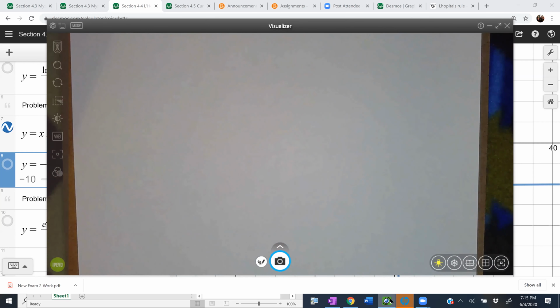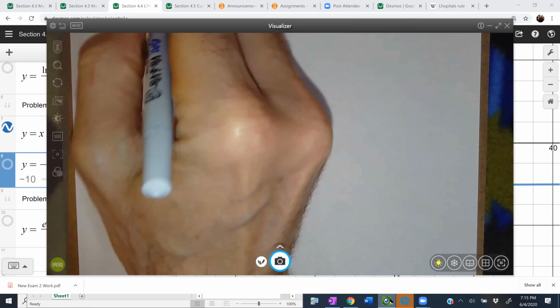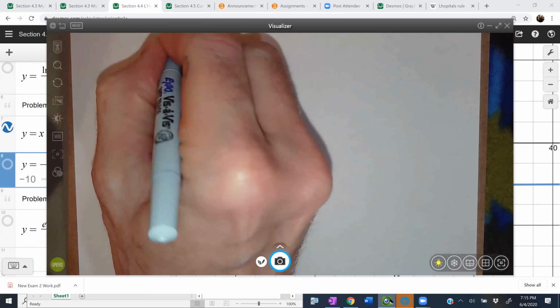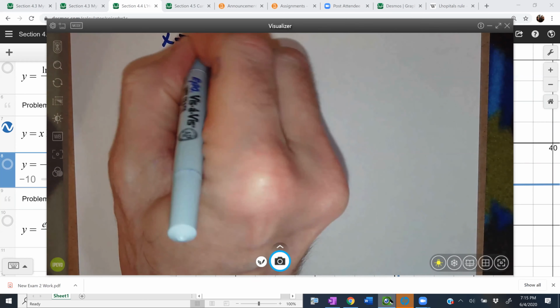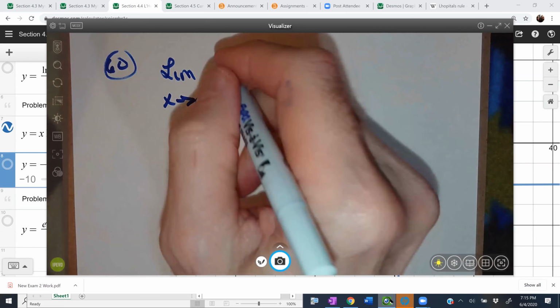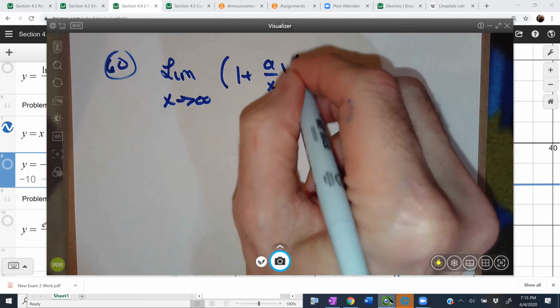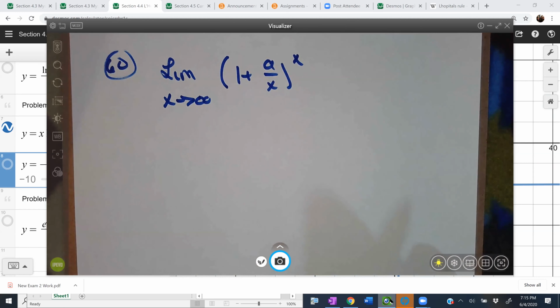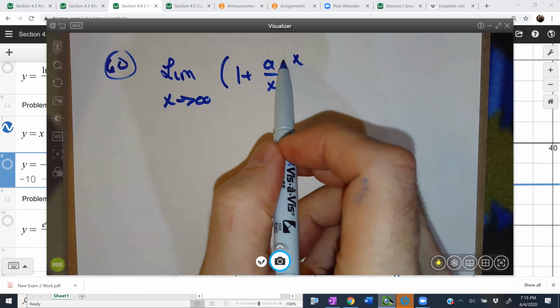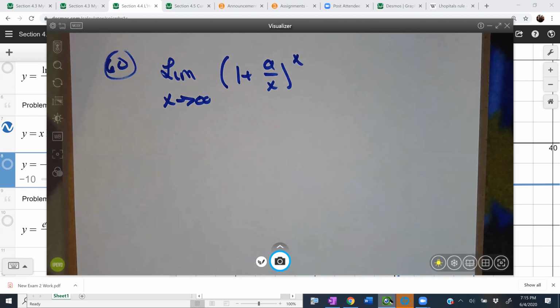Let me take a look at problem 60 as it's written in the book. So you can look at this in the actual book. But yeah, in the actual book, they've got a little bit more going on here. So we're going to take a look at the limit as x approaches infinity of 1 plus a over x, to the x power. Well, that's kind of strange. Now, in the book, they've got a b times x here, and that makes it a little bit more annoying. I want to keep this a little bit friendlier.